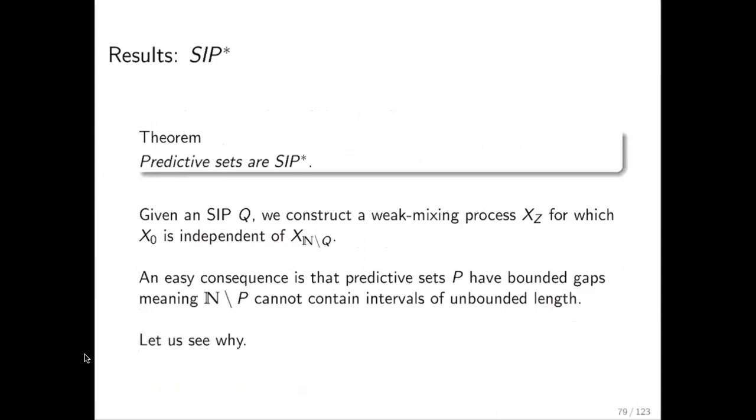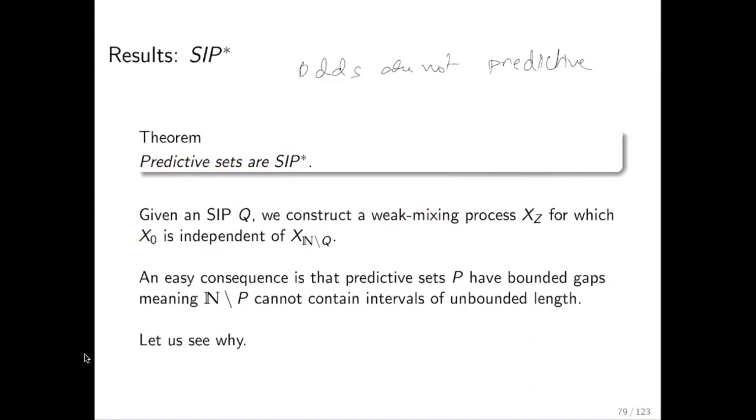It turns out, so we had this discussion before, that odds are not predictive, and we generalize this idea. We say that predictive sets have to be SIP star. In fact, we do much more. So this is not an easy thing to prove. Okay, it's not a difficult thing to prove either, but it's an interesting proof. It goes via these products, and that's where SIP star sets arise. And we construct a weak mixing process for which the present is independent outside this SIP set.